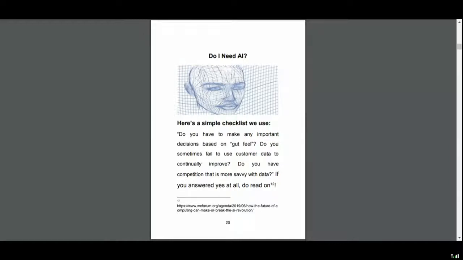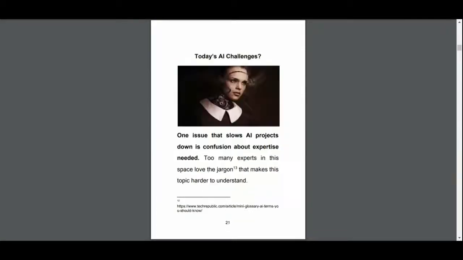And thirdly, do we have competition that is more savvy with data and risks coming in and eating our lunch? Again, if we do, then they're going to be using these techniques, so we need to be aware of them. So most companies definitely want to be aware of this, and some industries are moving significantly faster, in which case the competitive pressure forces us to take action.